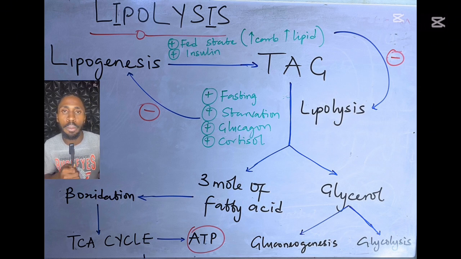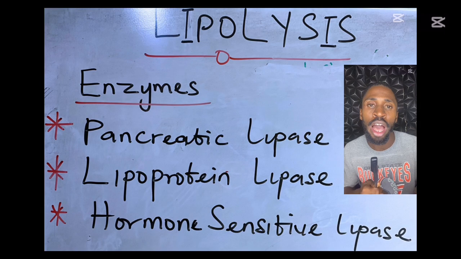The fatty acid undergoes beta oxidation to form ATP, while the glycerol does what? It either undergoes gluconeogenesis to form what? Glucose, or undergoes glycolysis to also make what? ATP. So now in lipolysis, we have the lipase enzyme. The lipase enzyme works to activate what? Lipolysis. So how does it do this?